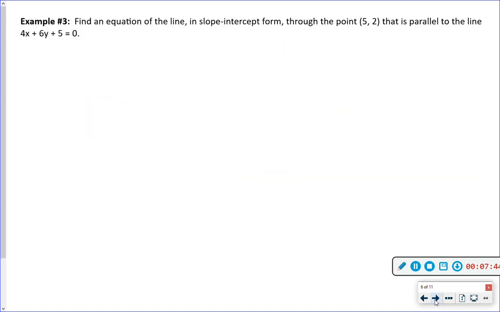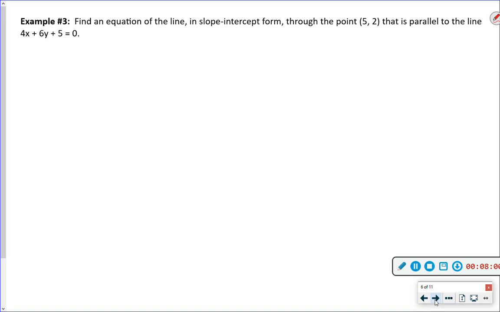All right, let's do some parallel perpendicular. Find an equation of the line. Oh, okay, now they're back to slope-intercept form for an answer. Cool. That goes through that point and is parallel to this equation. Now, we're in general form. You know, I don't really love general form. It's not super helpful to me.